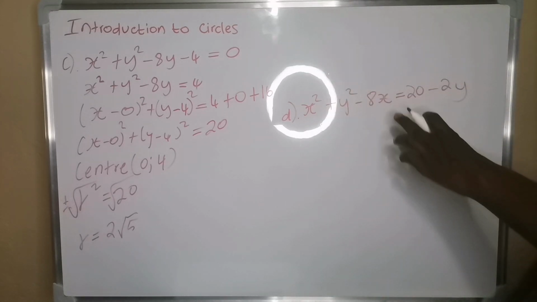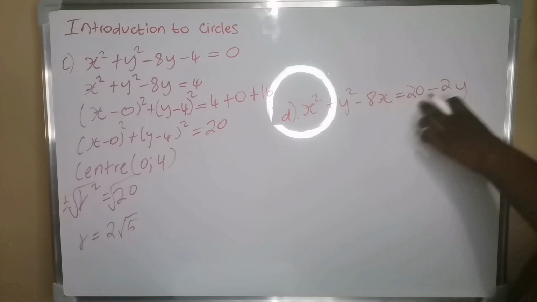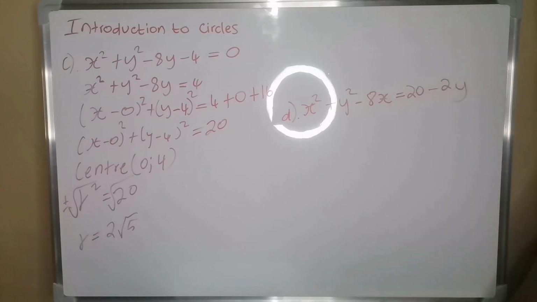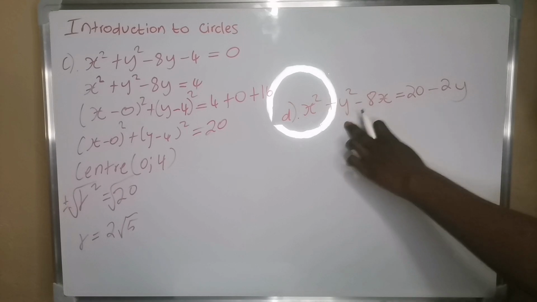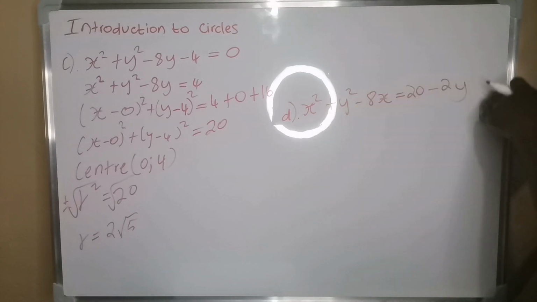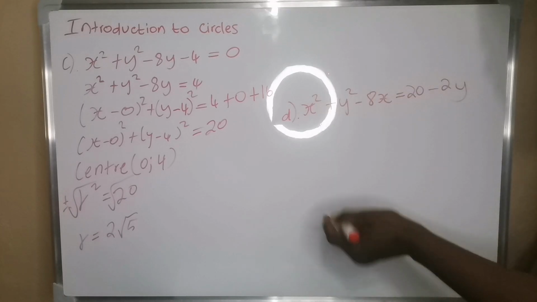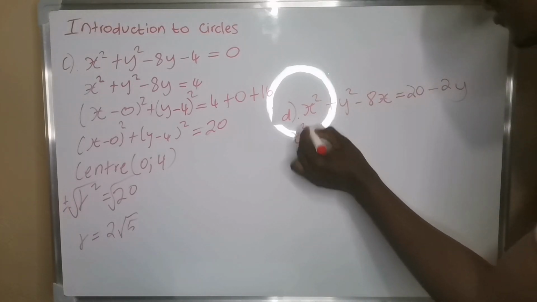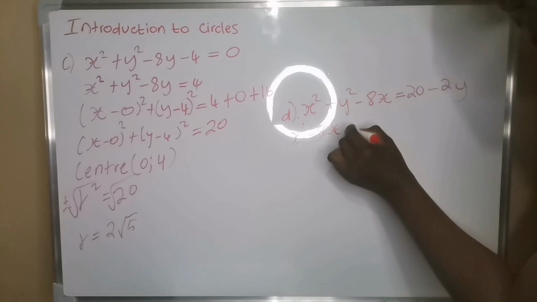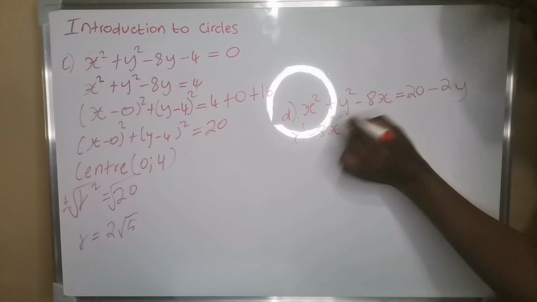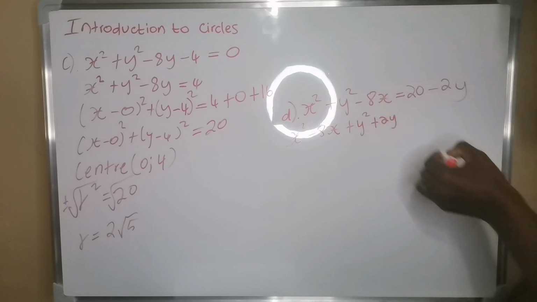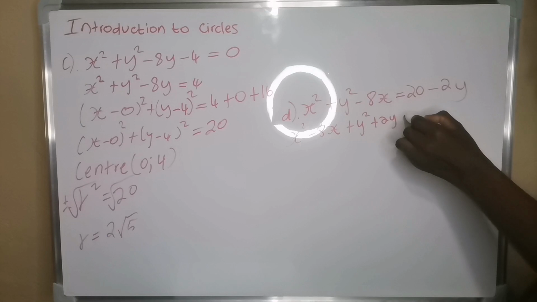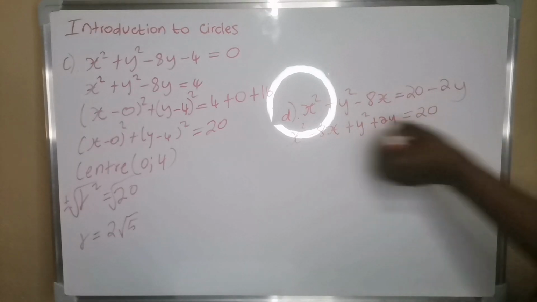So guys, since we've got negative 8x and 2y, just group them according to their variables, similar variables. So x squared goes with negative 8x, y squared goes with 2y. Let's transpose whatever is on the right to the left hand here. So we're going to have x squared minus 8x plus y squared plus 2y. This 20 is a constant, you leave it on the right, equal to 20. Complete the square from this.